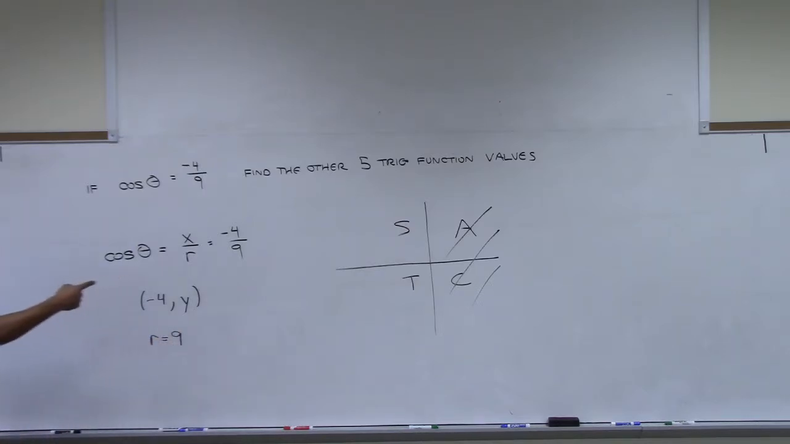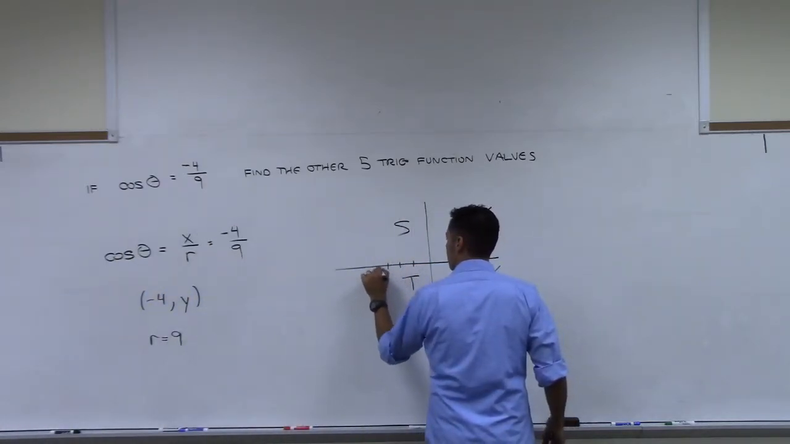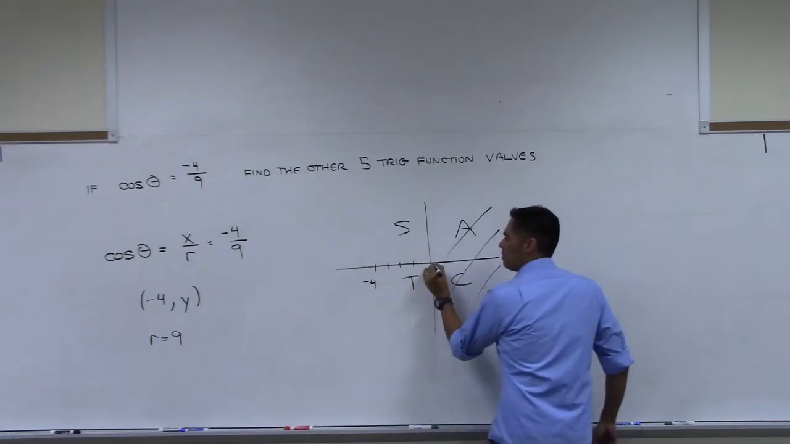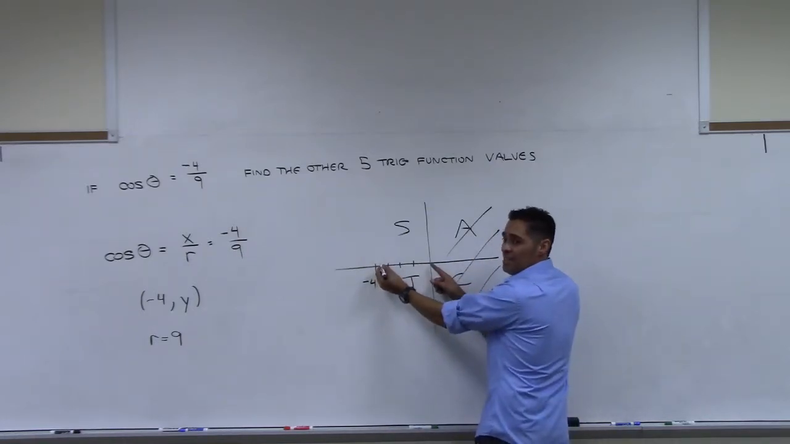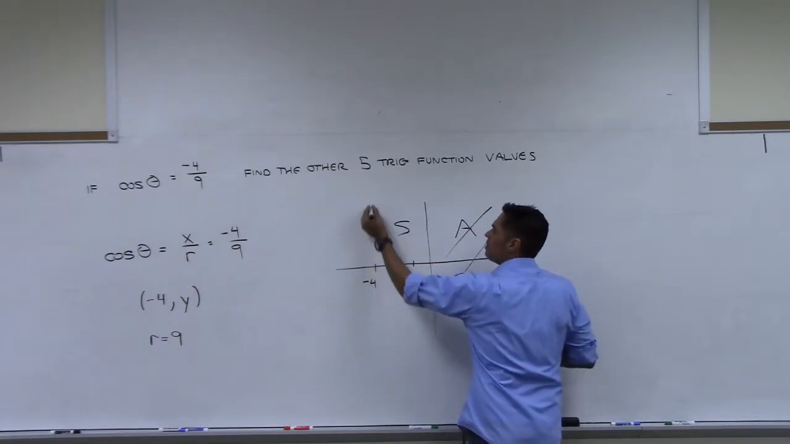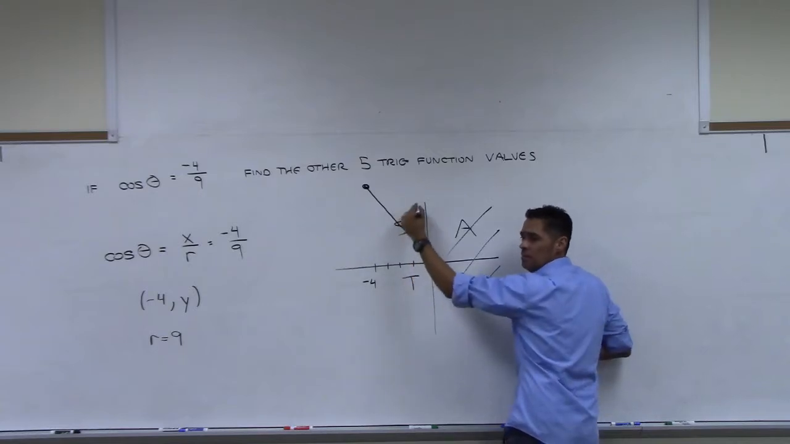So can we draw that in here? Let's try and draw that. 1, 2, 3, 4. There's -4, right? That's my X coordinate. I don't know my Y, do I? But I know my radius is 9. So couldn't I do this, like, I don't know, somewhere up there? And that kind of looks like that radius would be 9, maybe?